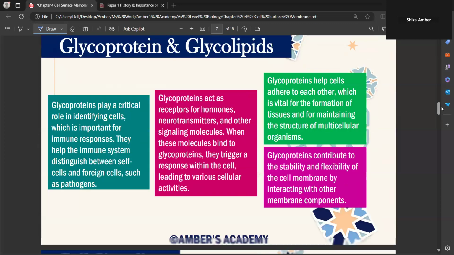Now, moving towards glycoproteins and glycolipids. Glycoproteins play a critical role in identifying cells. So now we are doing the functions of glycoproteins and glycolipids. Again, this might come for 4 marks. Glycoproteins play a critical role in identifying cells, which is important for immune responses. They help the immune system distinguish between body cells and foreign cells, such as pathogens.